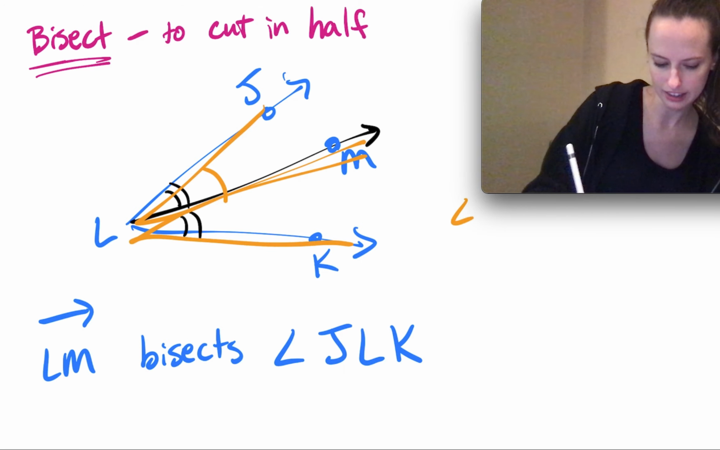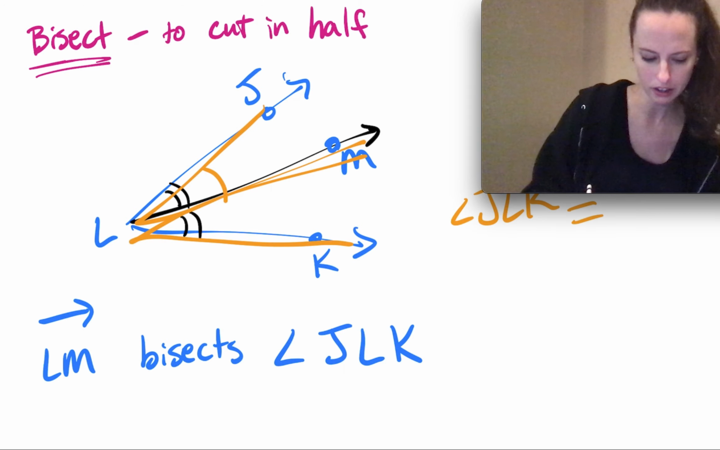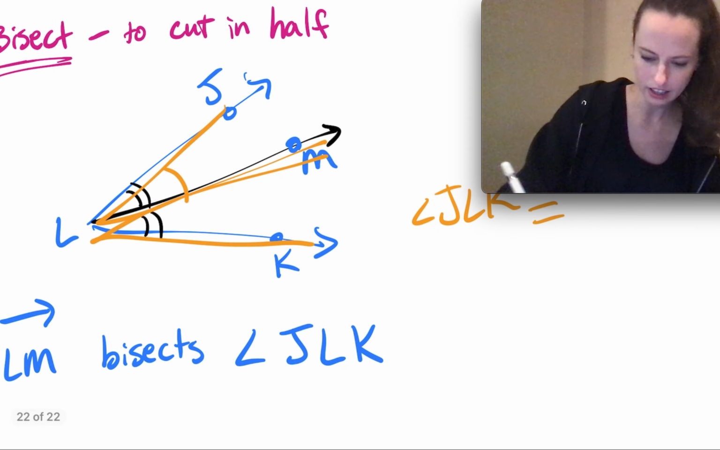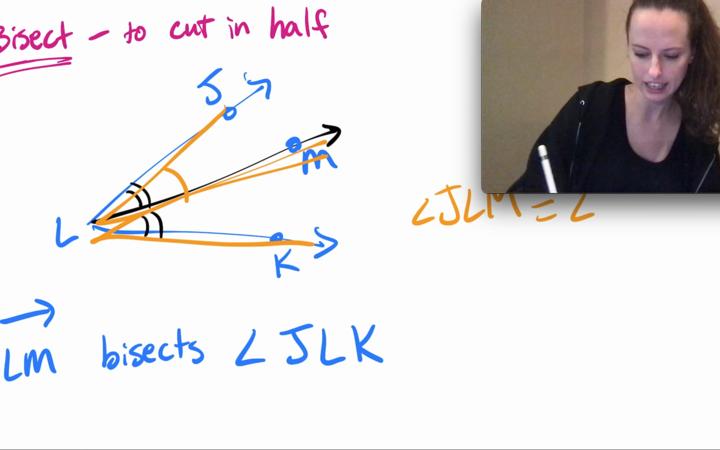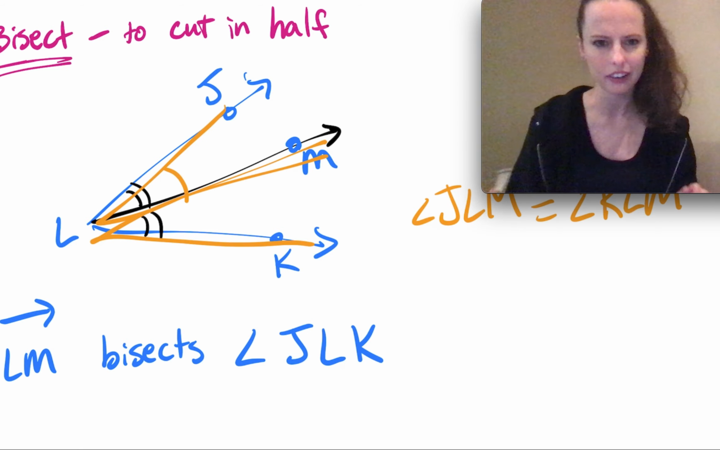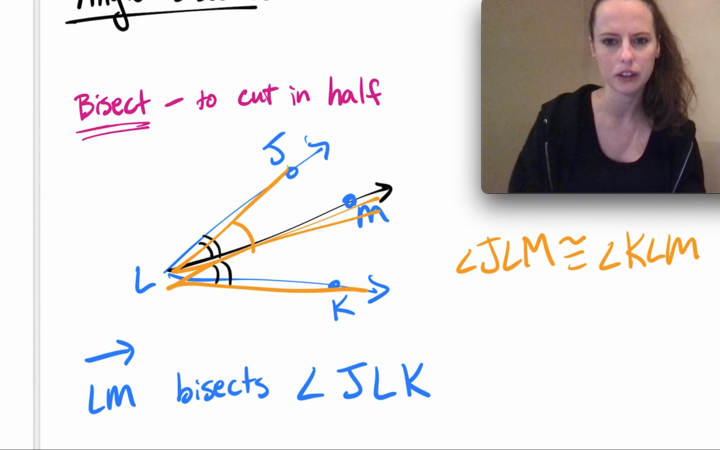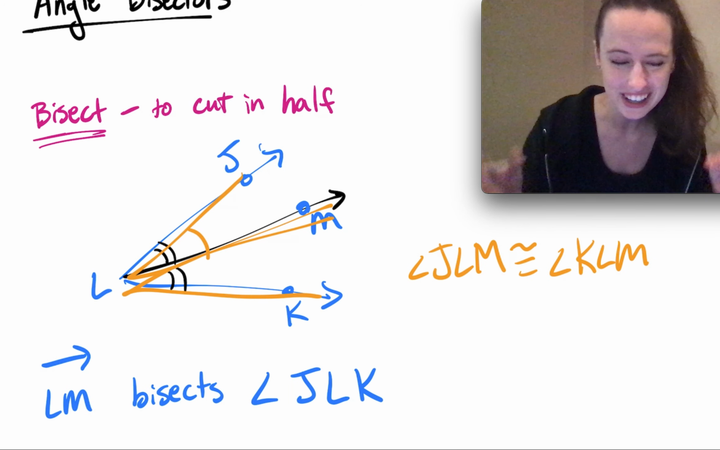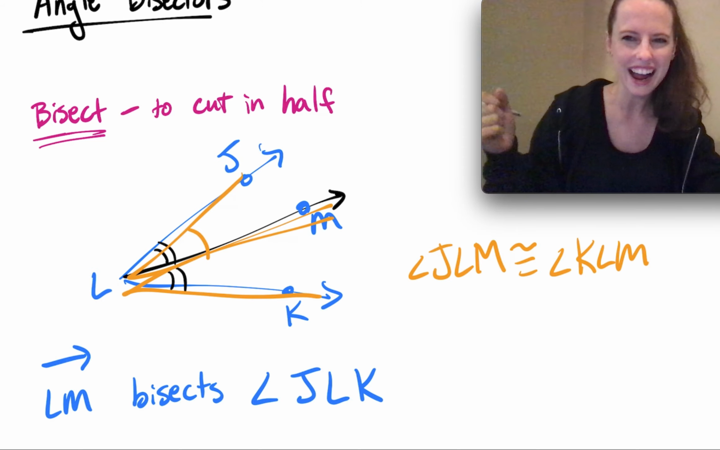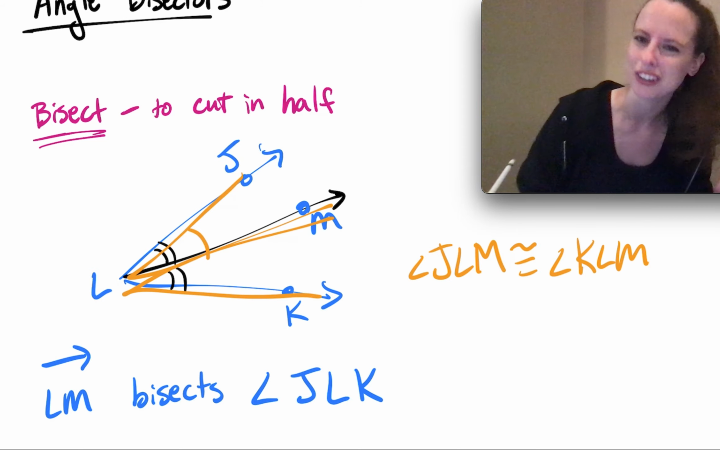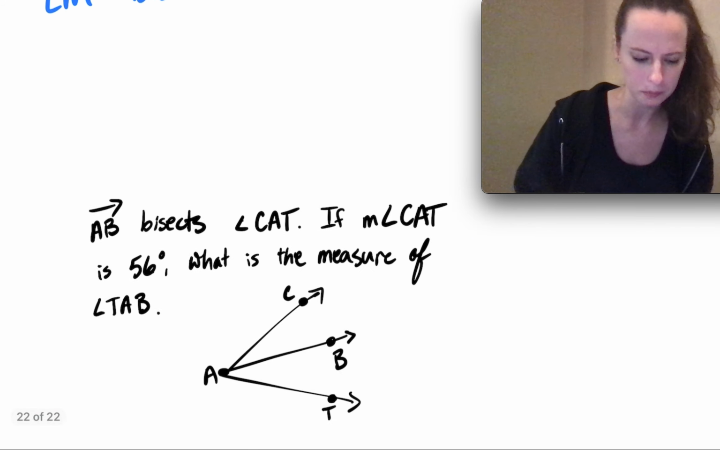So I'm just going to write that out just to be super clear about all of this. Angle JLM is congruent to angle KLM. All right, so the main thing here whenever you see an angle bisector is you want to get this trigger in your brain that says, ooh, I have congruent angles.